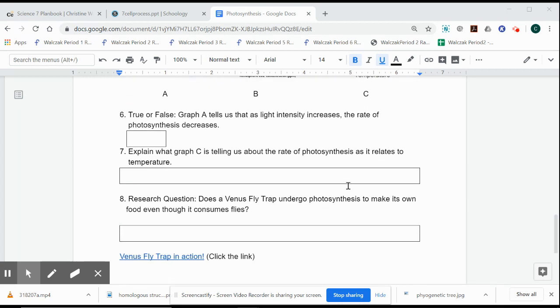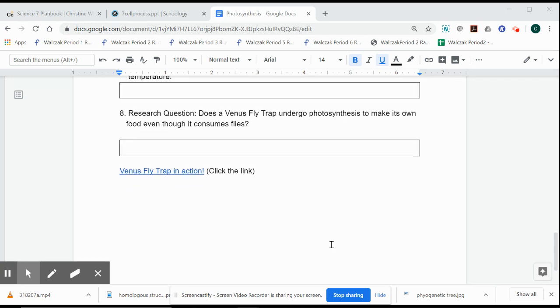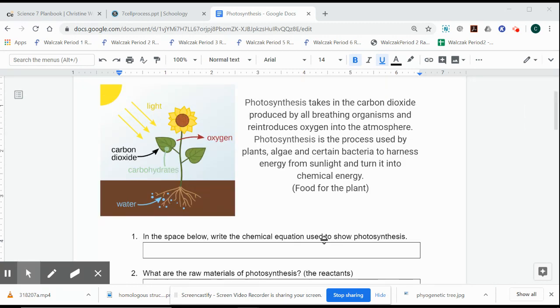Does a Venus flytrap undergo photosynthesis to make its own food, even though it consumes flies? Of course, it doesn't just consume flies, but other insects. In fact, if you watch this video, I think it was eating a cockroach. But it does undergo photosynthesis. It's a green plant. It uses its other abilities as a supplement to nutrition. Okay, all right, that was that.